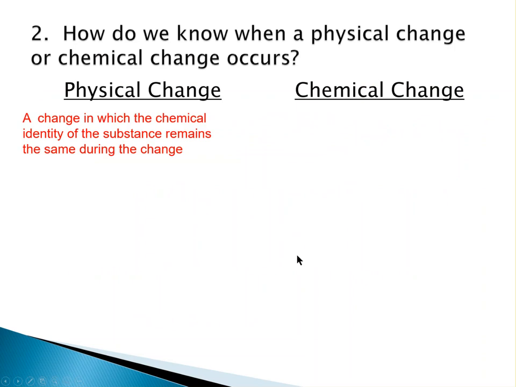Very similar. A physical change is a change in which the chemical identity of the substance remains the same during the change. So over here I have triangle plus square. After the change, I have triangle plus square. For physical changes, think of things like phase changes. I could have frozen water, it's called ice, but it's still water. If I add heat to it, it'll melt, which is a phase change, but when it's melted, it's still water.